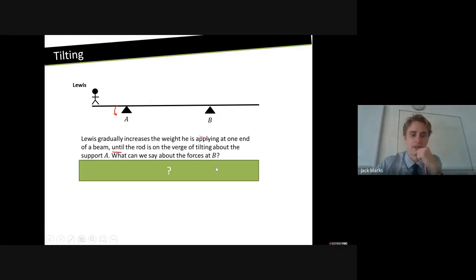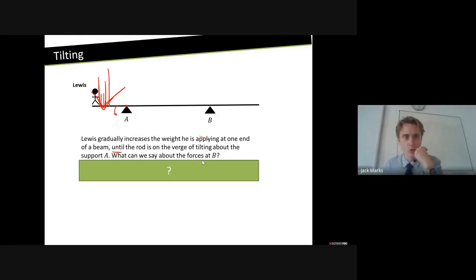Well, what's going to happen at B if he keeps pushing down more and more force here? What's going to happen is that it's going to stay in contact there. But what's going to happen here? You can see from the diagram, B is not really going to do anything. If you have your seesaw here and you apply some pressure here, the support is there, but it's not doing anything.